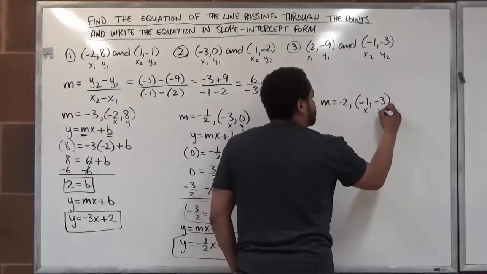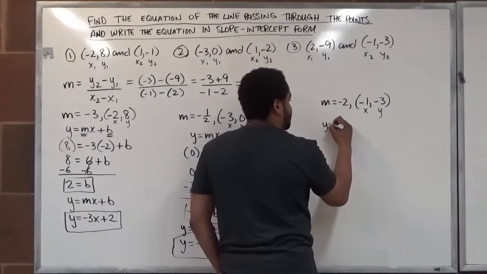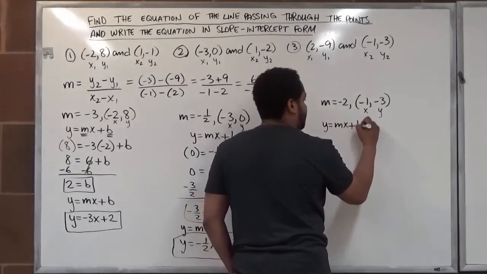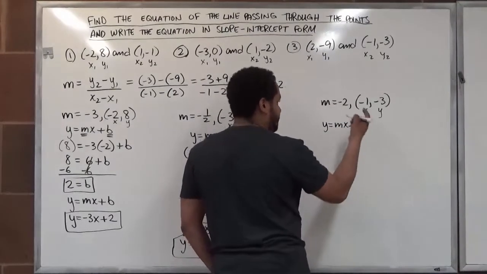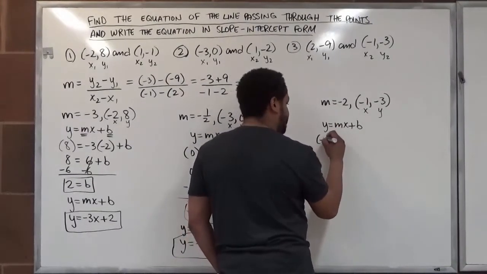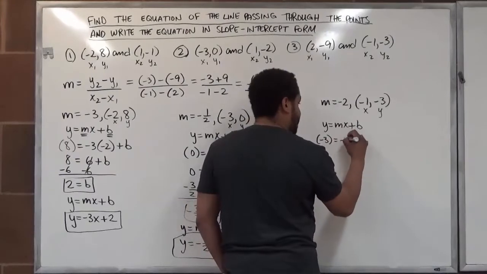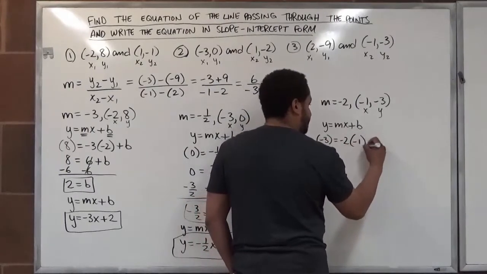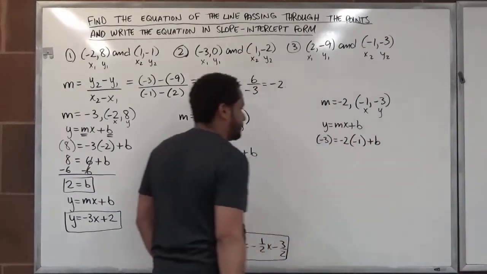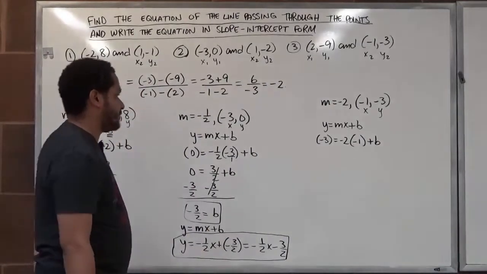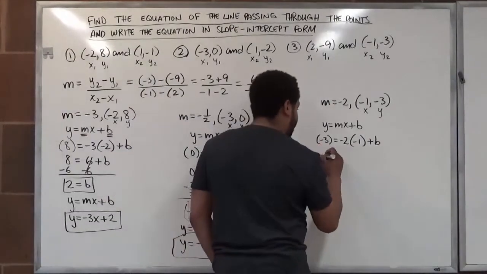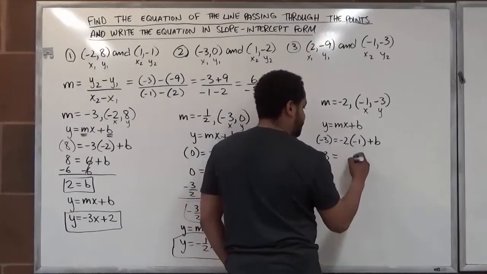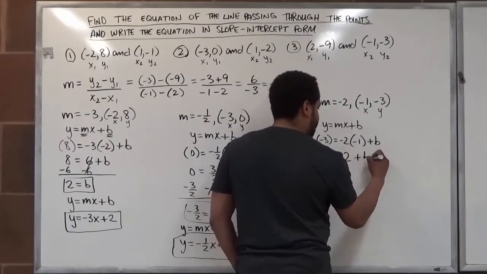Here's my x, here's my y. I have y equals mx plus b. Let's solve our b value first, right? By substituting x, y, and m. My y is negative 3. My m is negative 2. My x is negative 1. And my b is just my b, my y-intercept. So let's solve then. I have minus 3 on the left. Negative 2 by negative 1 is positive 2 plus our b.